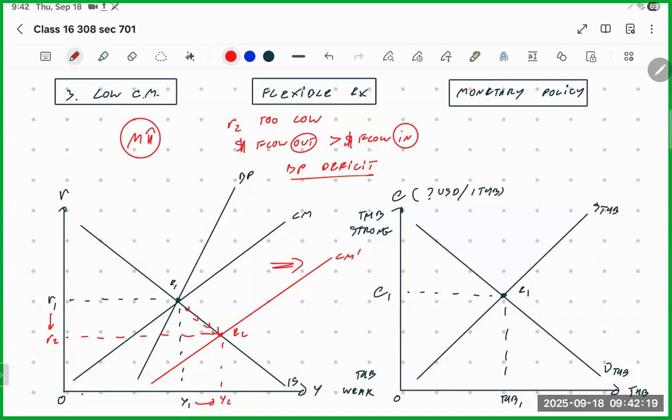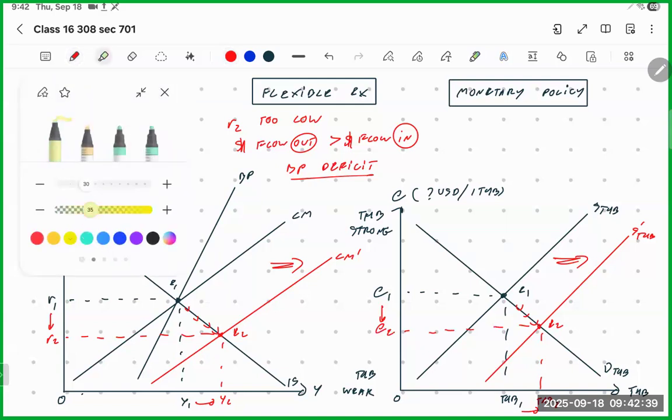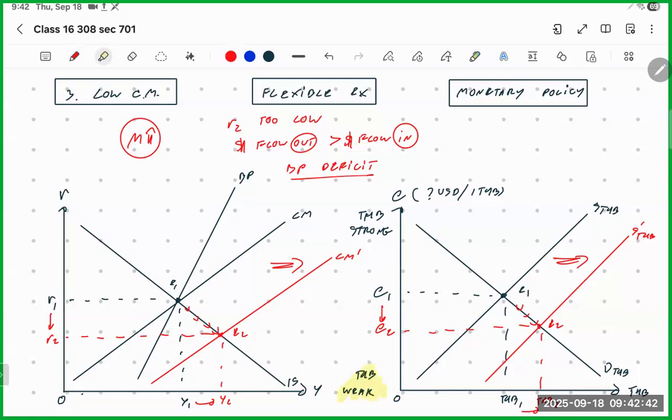When more money flows out, they're going to sell more Thai baht. Supply for Thai baht shifts to the right. The equilibrium point changes, E1 to E2. Then the nominal exchange rate goes down. Thai baht becomes weak, just like the previous case. We're going to export more and import less, just like the previous case. The IS curve is going to shift to the right, right? Then export more and import less means that NX is going to be increasing.